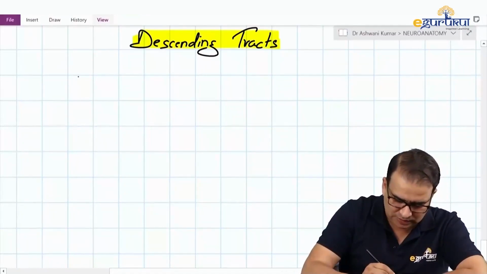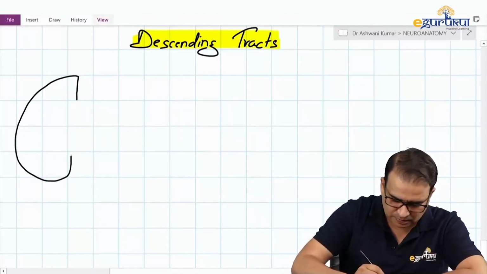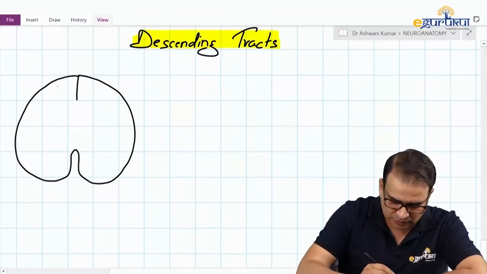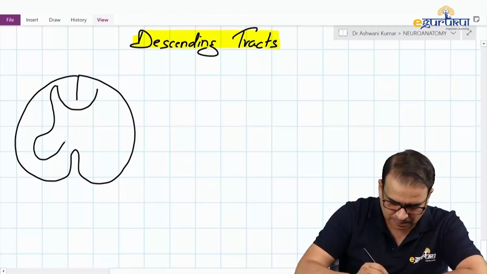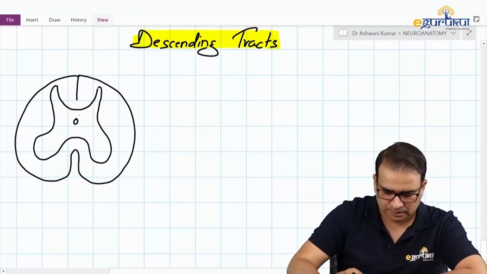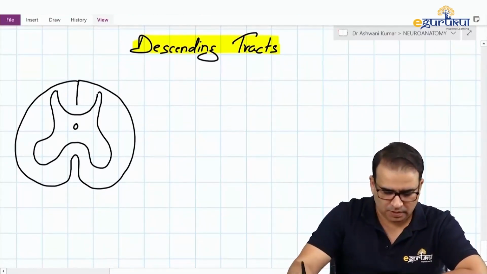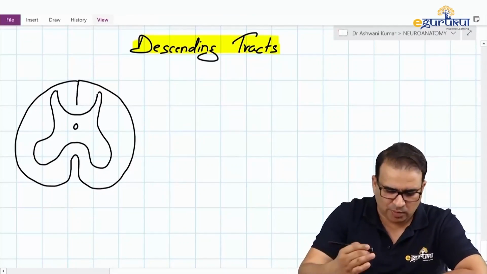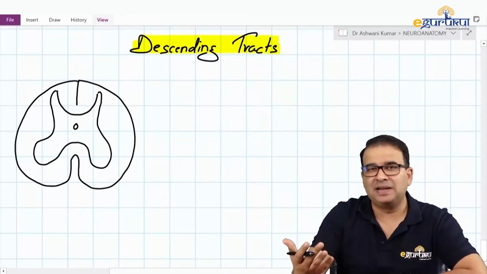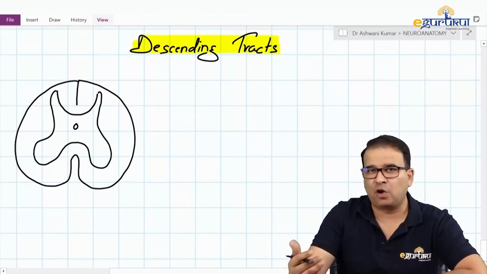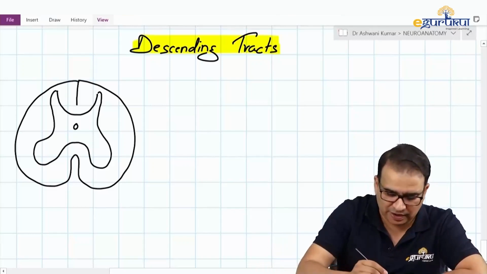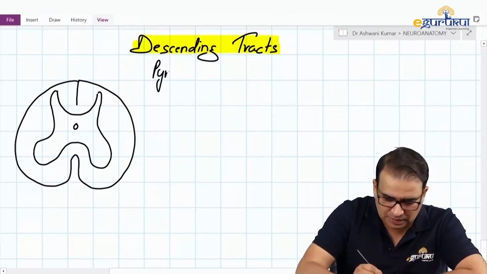So here we go. This is the spinal cord once again, and so when you talk about descending tract, the main tract which comes to everyone's mind is the pyramidal tract, or the corticospinal tract. That's a major descending tract we get. So we have a tract called the pyramidal.